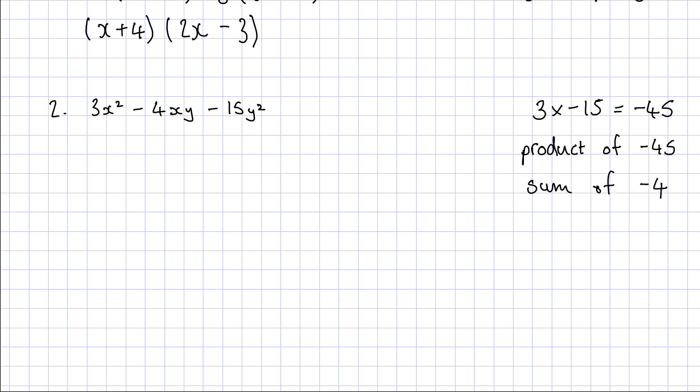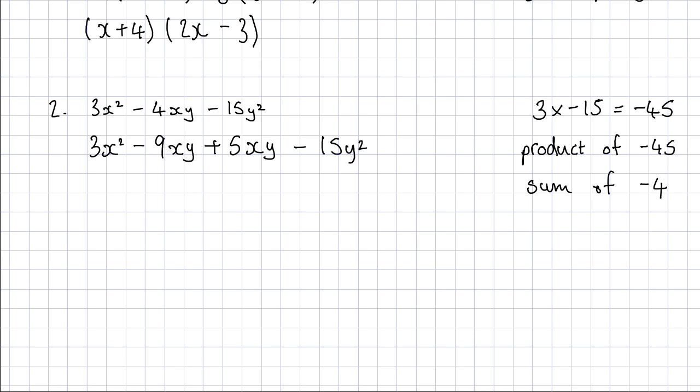So what will these numbers be? To get minus 45, I can have 9 and 5. So minus 9 plus 5. Minus 9 times 5 is minus 45, and minus 9 add 5 gives me the minus 4. So I need to rewrite this now. I have 3x squared. Now this minus 4xy, I'm going to rewrite using my minus 9 and plus 5. So I'm going to say minus 9xy plus 5xy and minus 15y squared.